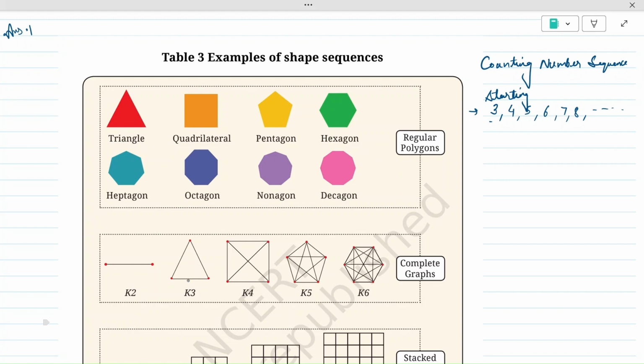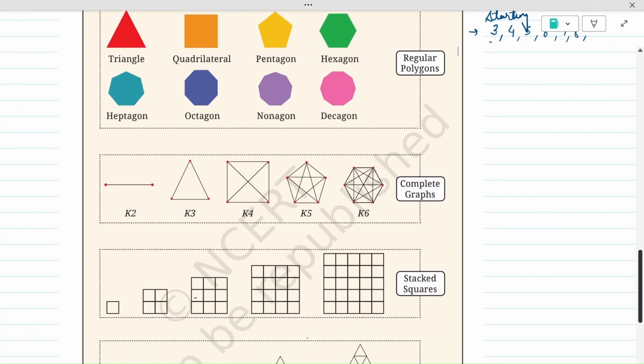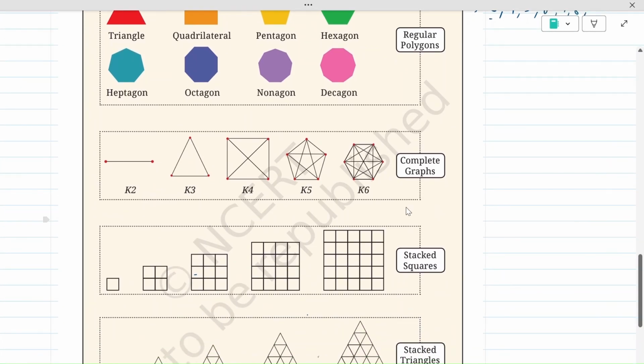Right? Next is complete graph. In the case of complete graph also we are following a sequence. Again, this is a counting number sequence starting from 2, for graphs.